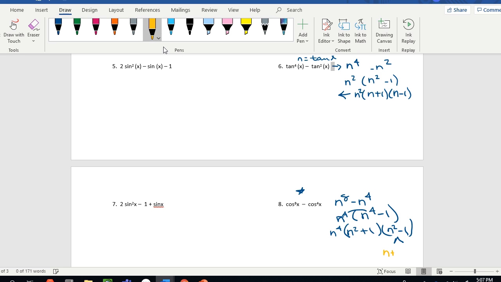Last one: n plus 1 times n minus 1 is that piece, and then everything else stayed the same. n to the 4th, n squared plus 1, and then all of this is factored. So now we have to do cosine and every bit of that. But I'm going to leave it for you, and that's today's lesson.